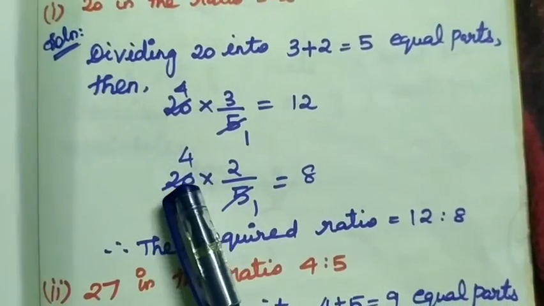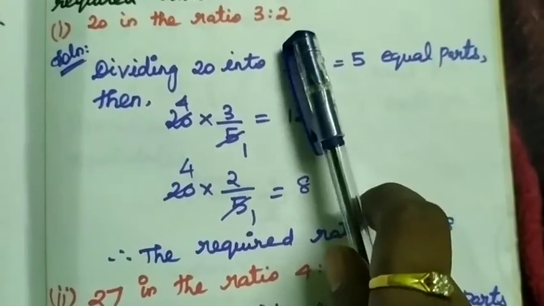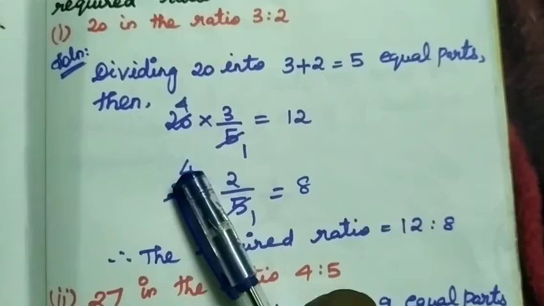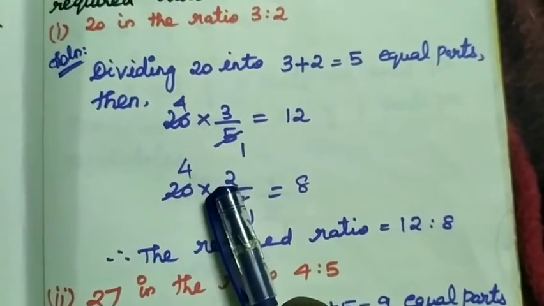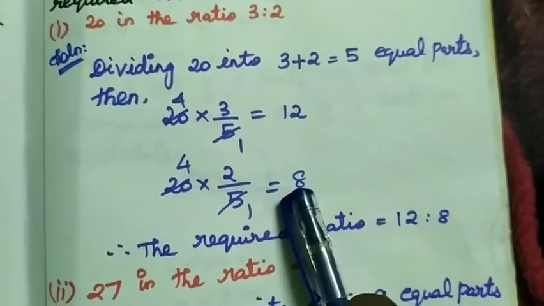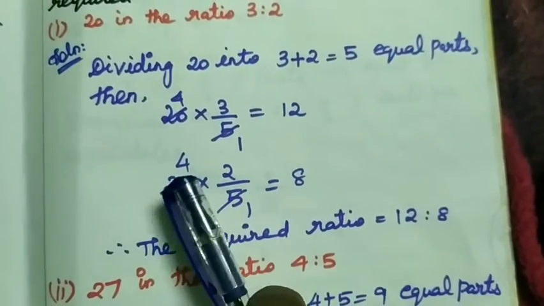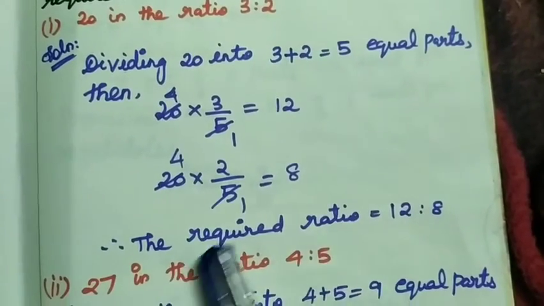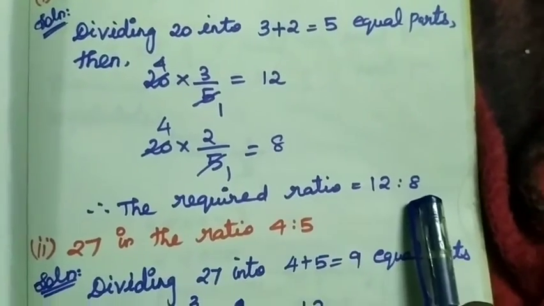And then take the second part, 2. The fraction's denominator is 5, therefore we take 20 into 2 by 5. Next part, 2 by 5: 1 5 is 5, 4 5s are 20 as the same, 4 2s are 8. Therefore the required ratio is 12:8.